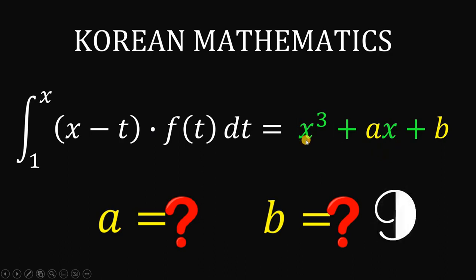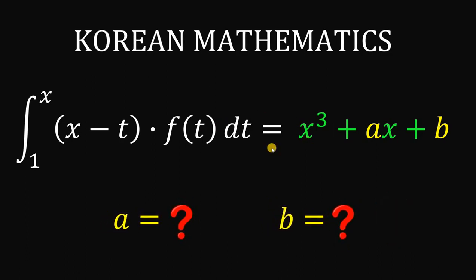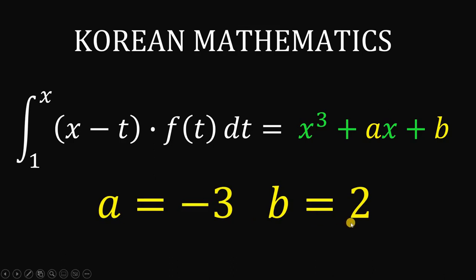You can pause this video if you want to give this problem a try. And now, let's answer this question together. Our goal is to solve for the values of a and b that satisfy this equation. Before we start our solution, our answer to this question must be a equals -3 and b equals 2. Now, the real question is, how do we get this result?